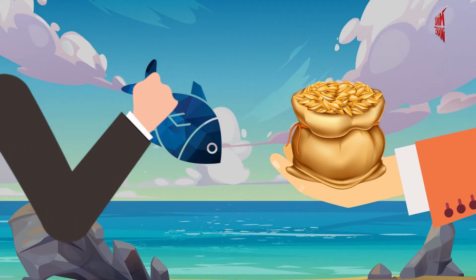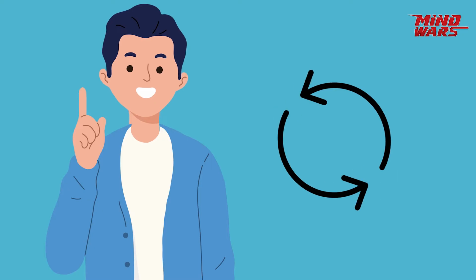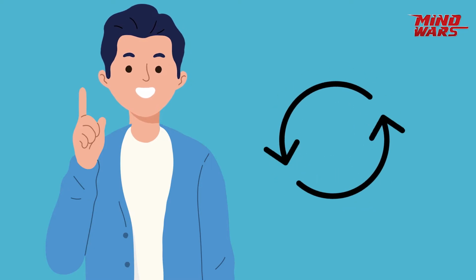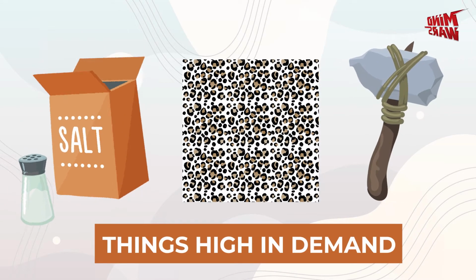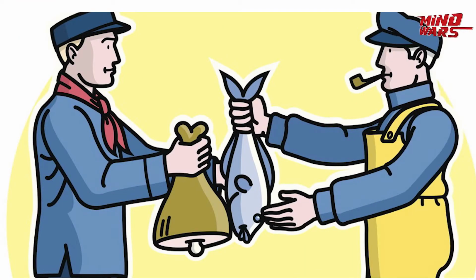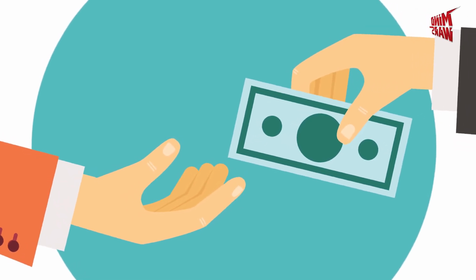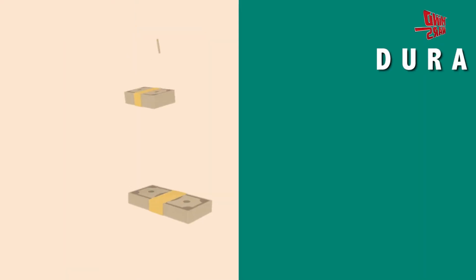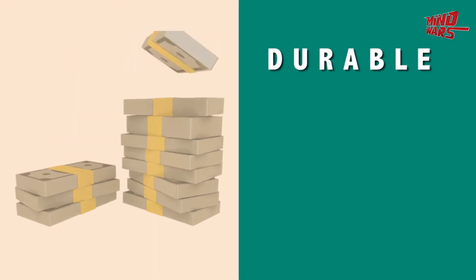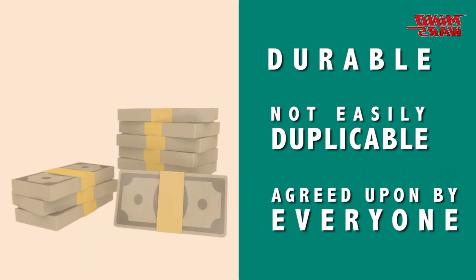To solve this problem, people started using goods that everyone would be willing to trade, and thus they became a unit of exchange. These goods could be salt, animal skins, or even weapons, things that were generally in high demand. Eventually, rather than exchange different goods, people started using uniform, identical objects such as small tokens, and this was the birth of money. Money could be anything that was durable enough and something that couldn't be easily procured and duplicated, and was agreed upon by everyone.